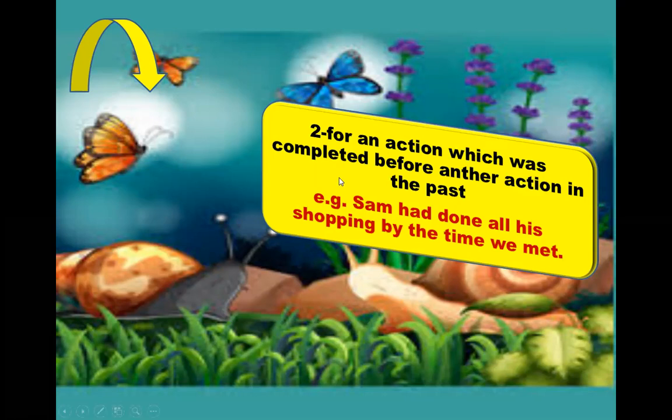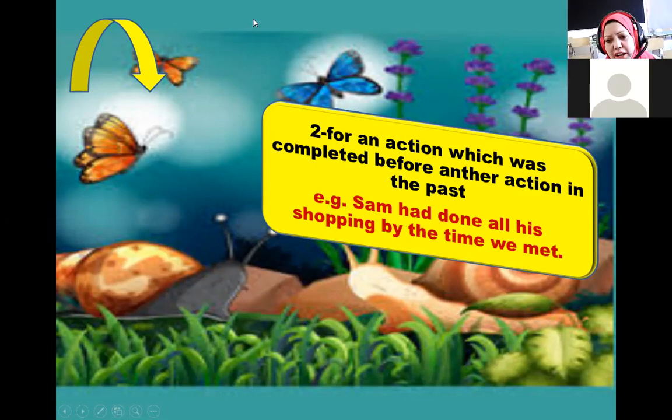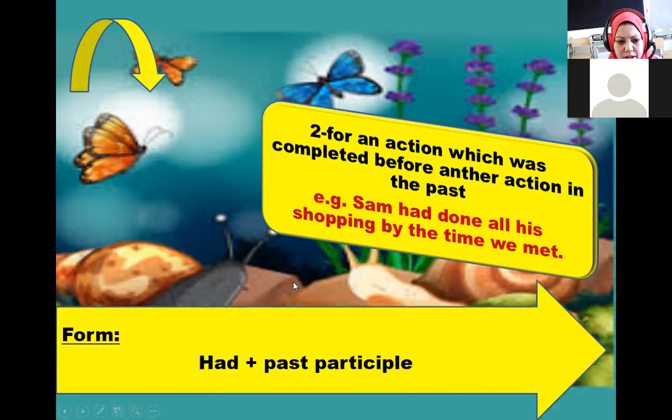Okay? Again, I'm going to repeat the usage of the past perfect. The first use is for an action that happened before a specific time in the past. The second use is for an action which happened before another action in the past. Okay? What is the form of the past perfect? As I said before, had plus the past participle of the verb.